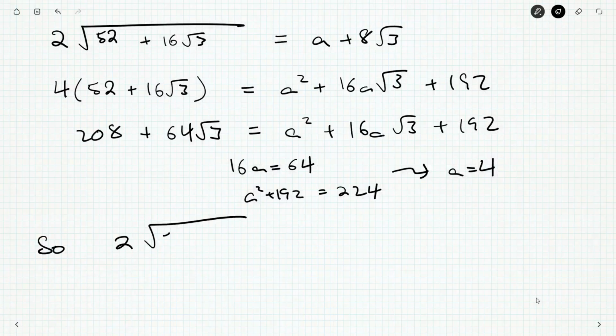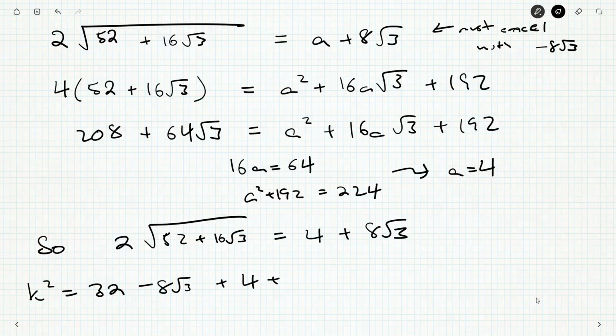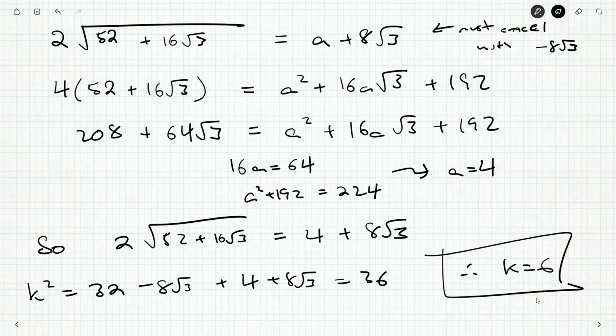So 2 root 52. I'll just write, it must cancel with the minus 8 root 3. That's how we need to think of it. So 2 root 52 plus 16 root 3 is really just 4 plus 8 root 3. So k squared is 32 minus 8 root 3 plus 4 plus 8 root 3, which is 36, and therefore k is 6, and we've shown that it is, in fact, an integer.